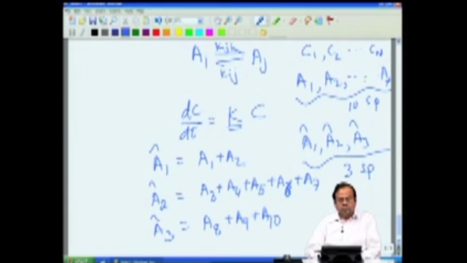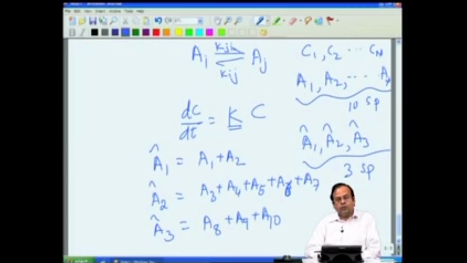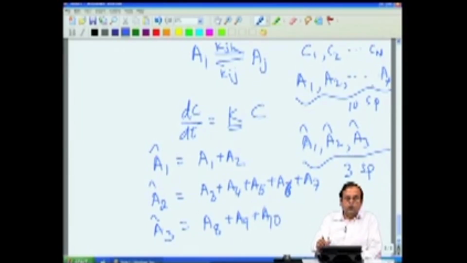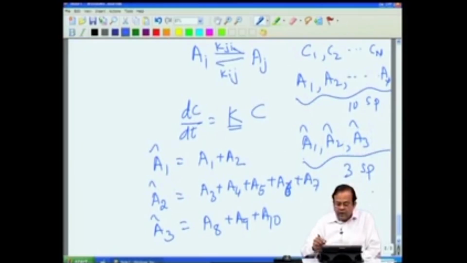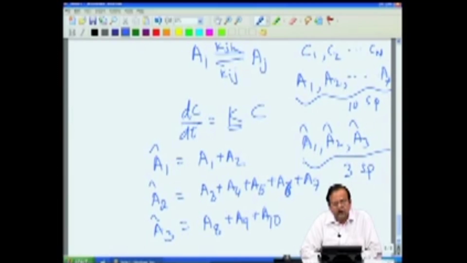What is the connection to the naphtha problem? Let us say my naphtha is an n species problem. Can I represent naphtha as 3 hypothetical species, aliphatics, aromatics and paraffins, so that we can look at the dynamics of these 3 species and still say something about cracking of naphtha?